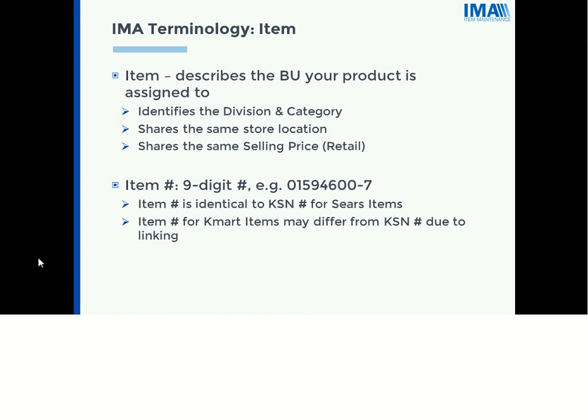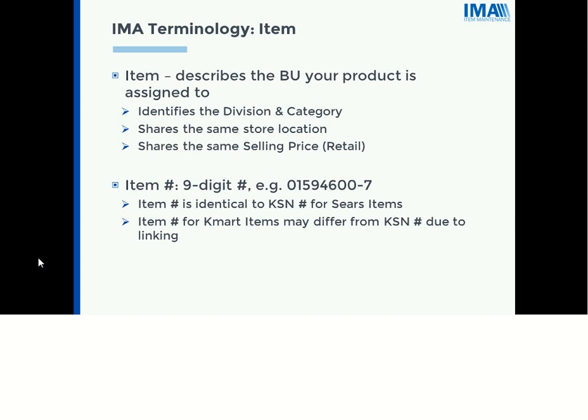So if you are in communication with your buying team and you're getting confused when they keep referring to a division and it's not lining up for you, you might want to ask them if they're referring to the Sears division or the SHC to clarify, because that can get very confusing. But on the item tab, you will find the SHC hierarchy. So that's where you'll find the SHC division, as well as the category and the subcategory.